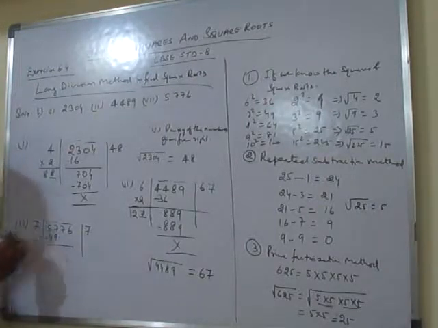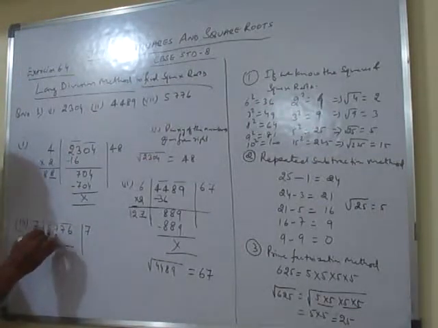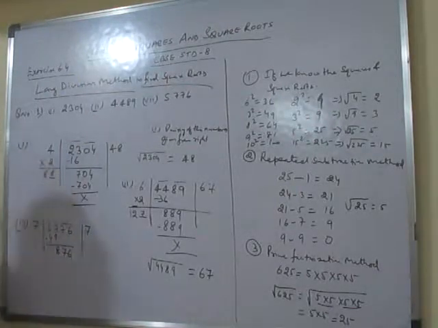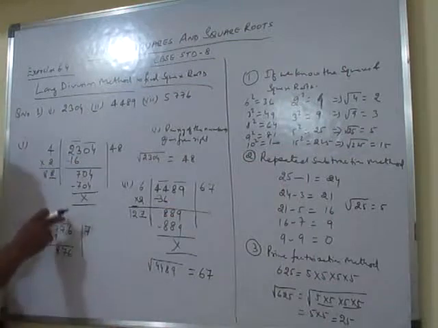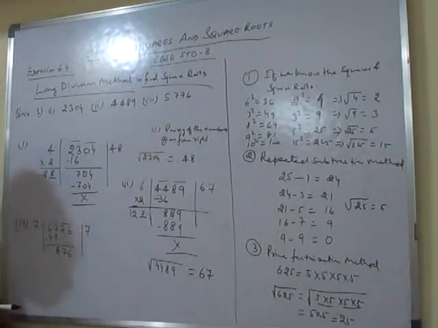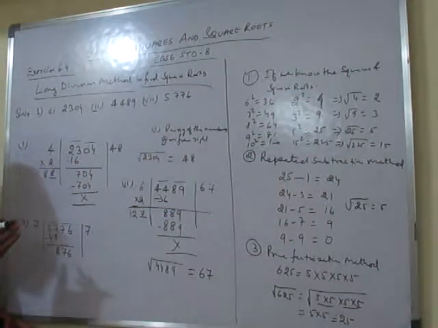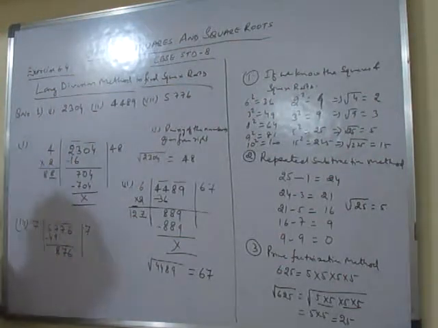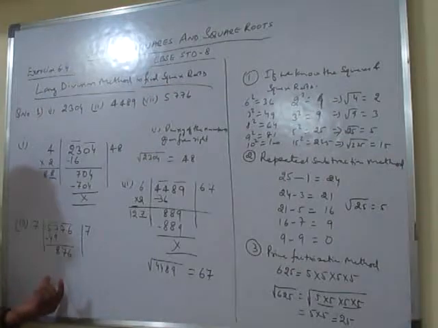Now subtraction has given to us what? 8, 8, 7, 6. This 76 has come down as usual because it is a pair. So in short, in square root only the pairs will be coming down.